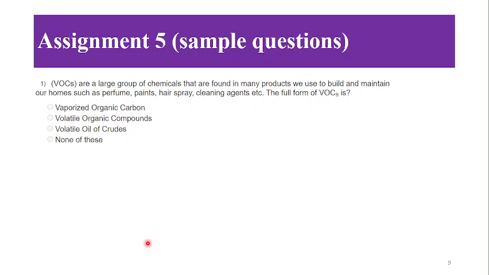Next, we will now discuss the sample questions based on assignment 5. First question: VOCs are a large group of chemicals that are found in many products we use to build and maintain our homes, such as perfume, paints, hairspray, cleaning agents, etc. The full form of VOCs is, can anybody give me the answer for this?